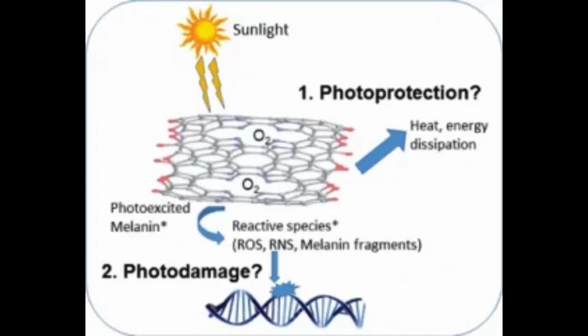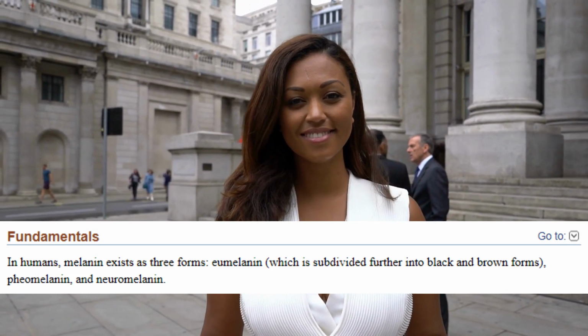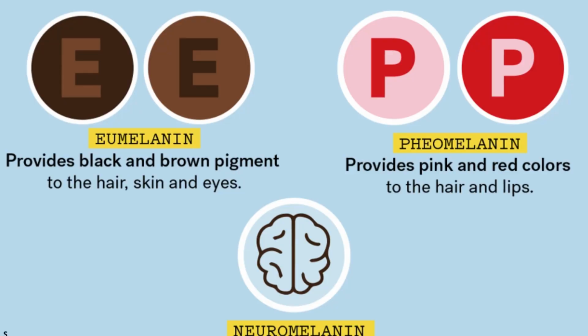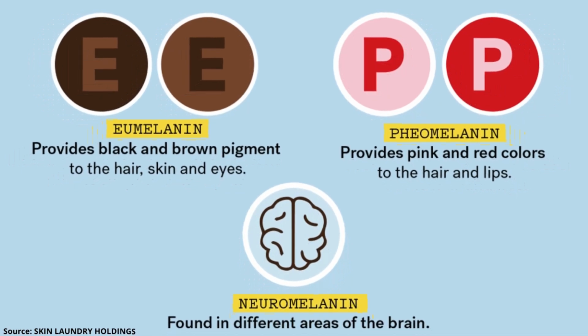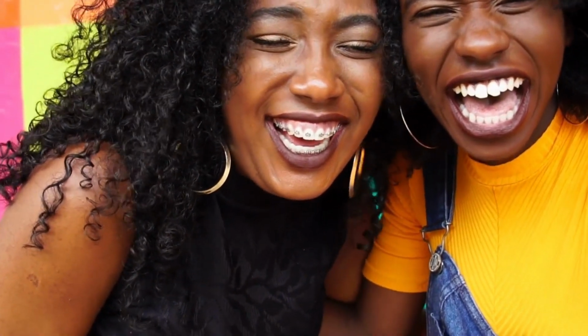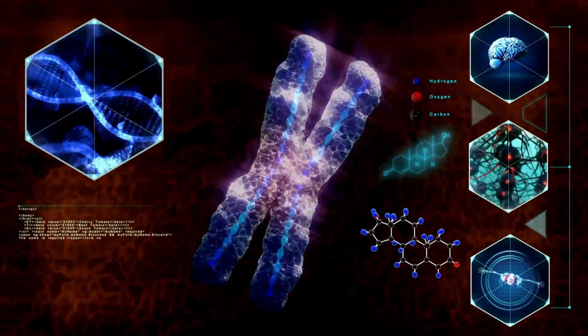For those that don't know what photoprotection is, it is the biochemical process that helps organisms cope with molecular damage caused by sunlight. The book goes on to say, quote, "In humans, melanin exists in three forms: eumelanin, which is subdivided further into black and brown forms, pheomelanin, and neuromelanin," end quote. The amount of melanin in the skin will vary from person to person. This is because genetics play a dominant role in how much melanin is in a person's skin.